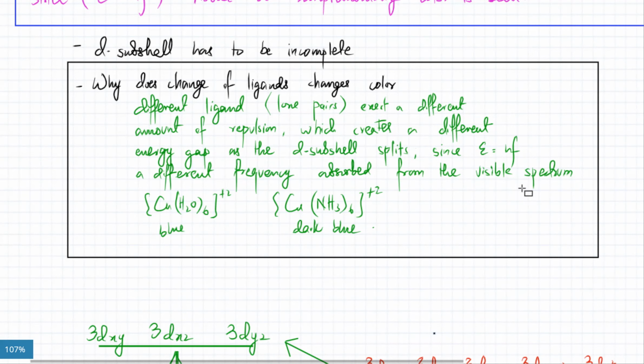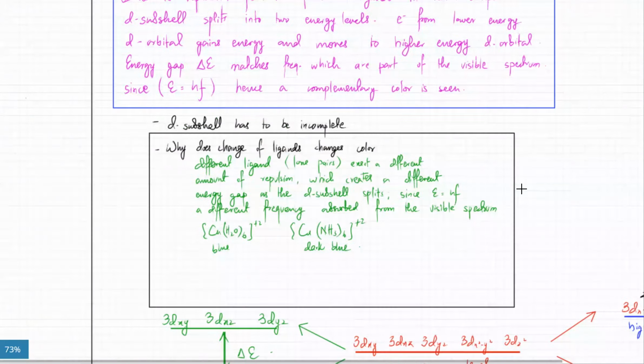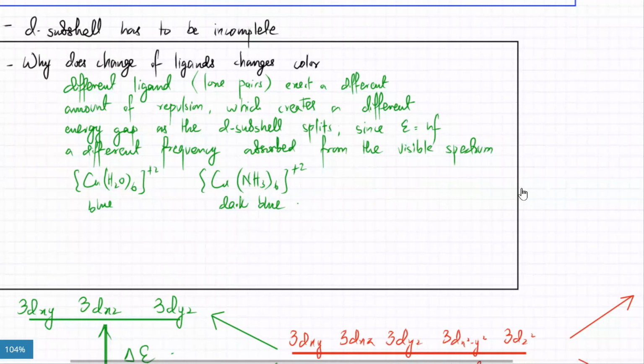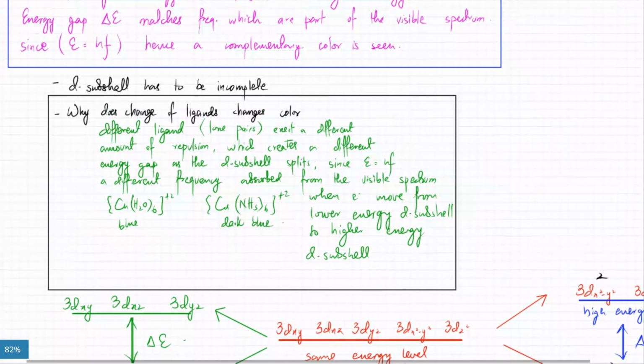And I think we should complete this. This looks slightly incomplete. I mean, we did write it above, but I think I'll just complete it over here as well. From the visible spectrum, what happens when electrons move from the lower energy d subshell to higher energy d subshell.